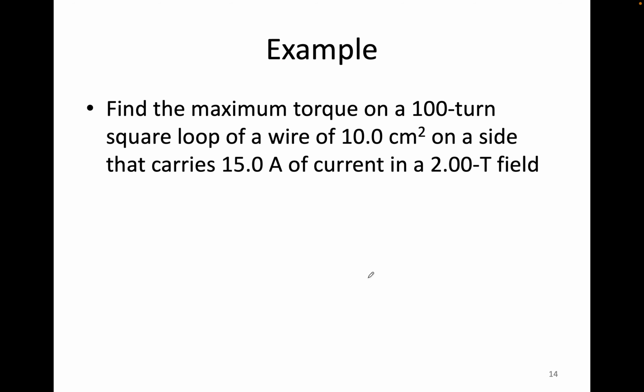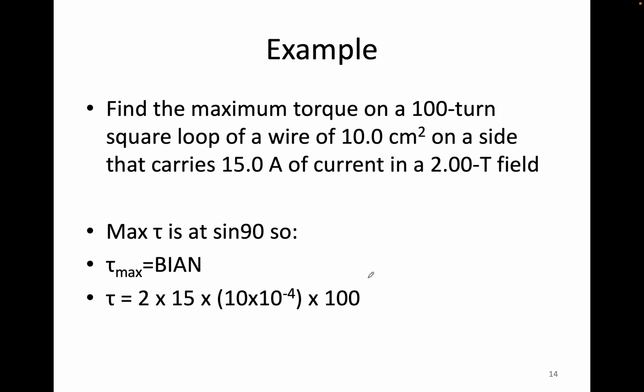Okay, to find the maximum torque on this example, well, we can just do sine 90, because that's when the maximum torque will be. So BIAN or NIAB, doesn't matter. You just multiply all the numbers out together, yeah? You multiply all the numbers and you'll get your answer, 3 Newton meters. That's the unit for torque.